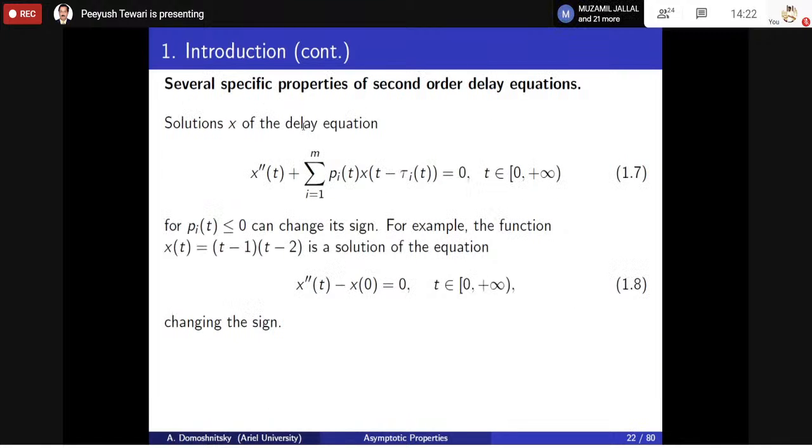Yes, but now let us consider a delay differential equation. What are the difficulties in its analysis? And I'd like to compare properties of the delay equation with properties of the ordinary differential equation. Consider, for example, this equation with non-positive coefficients.